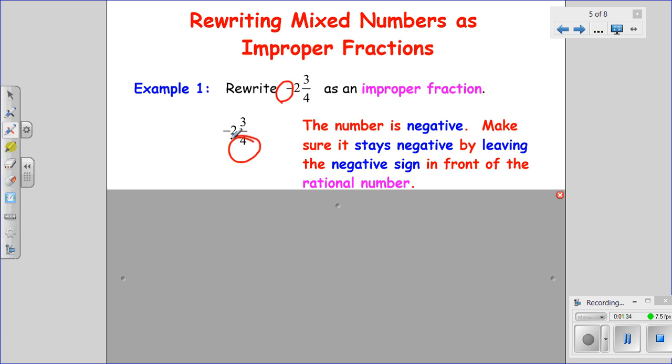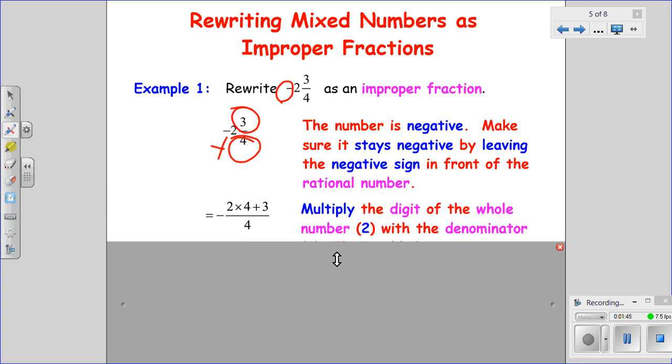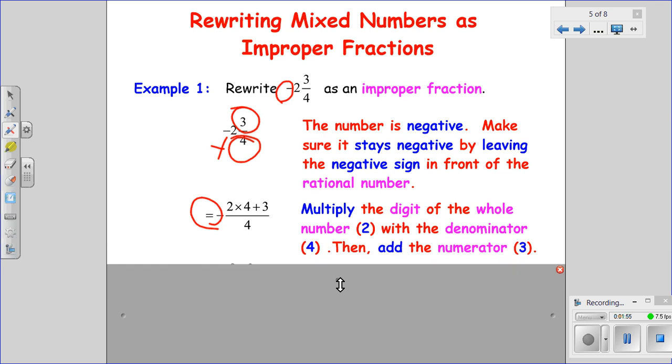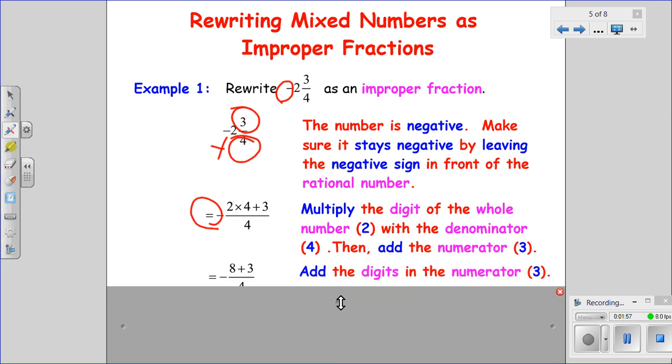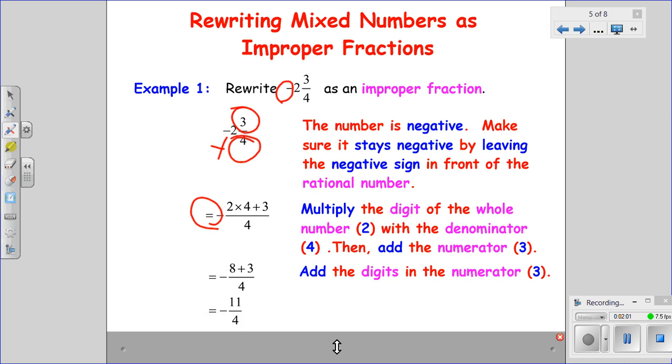In order to get that quickly, we can multiply the number of wholes by the number of pieces in a whole. So 2 times 4 is 8. But I also have these 3 pieces up here. So we end up with 2 times 4 plus 3 over 4. Notice the negative sign is still sitting out in front. We're not putting it into the rational at all. 2 times 4 is 8 because we still have to do BEDMAS, and 8 plus 3 is 11. So the answer is -11 over 4.